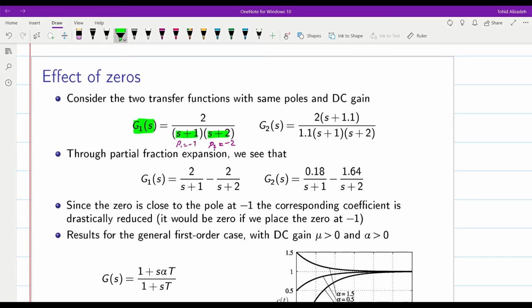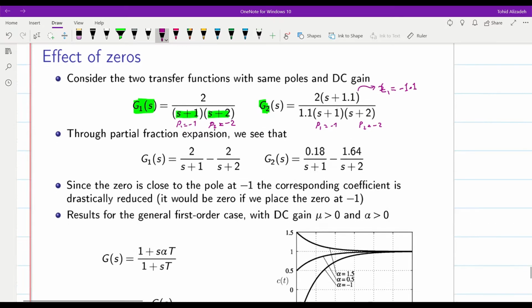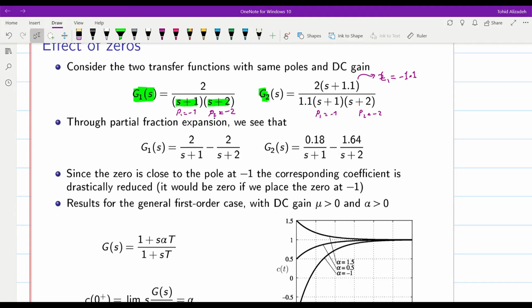In the second case, we have g2, which has the poles at the same locations at -1 and -2, but it also has a zero which is pretty close to one of the poles. So it's at -1.1. Then if we expand these two transfer functions, we will get them in this form.